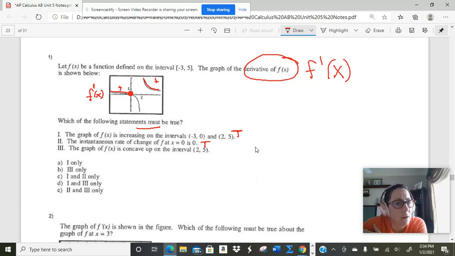All right. The graph of f of x is concave up on the interval 2 to 5. So from 2 to 5, this one is decreasing, which means that we should be concave down. So that is false. Remember, concave up is where f prime is increasing. So this is never concave up. We are constantly decreasing. So this would be C.